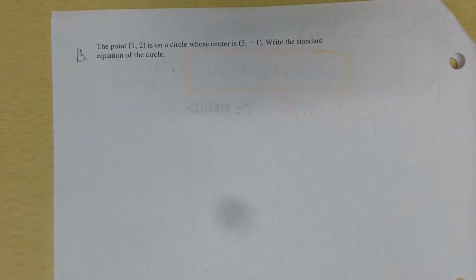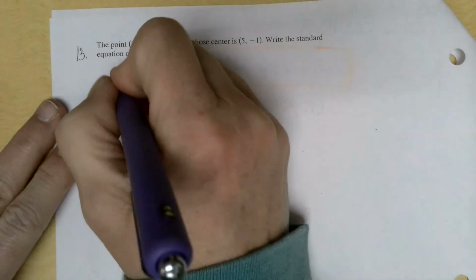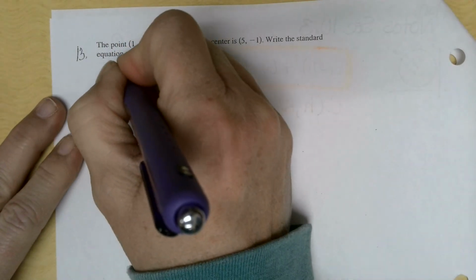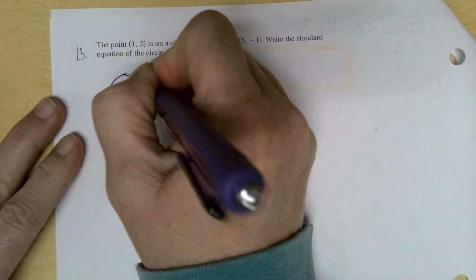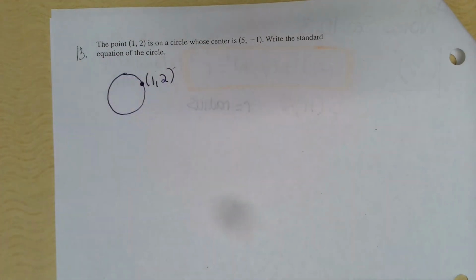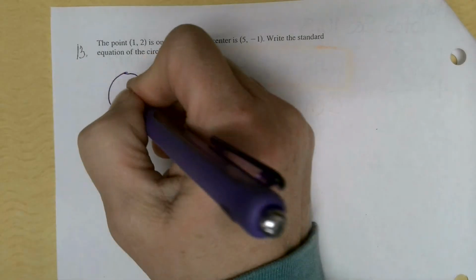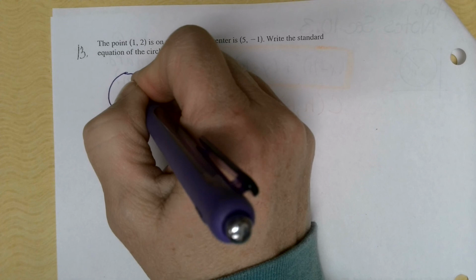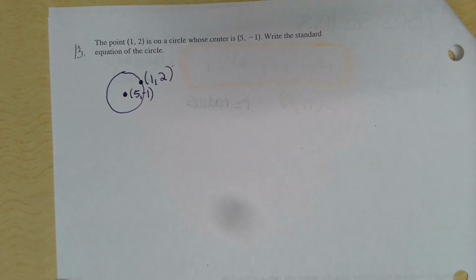All right, then we get into some coordinate geometry. So it says the point (1, 2) is on a circle. So that means on my circle, I have somewhere the point (1, 2). And the center is (5, -1). Write the standard form equation of the circle.